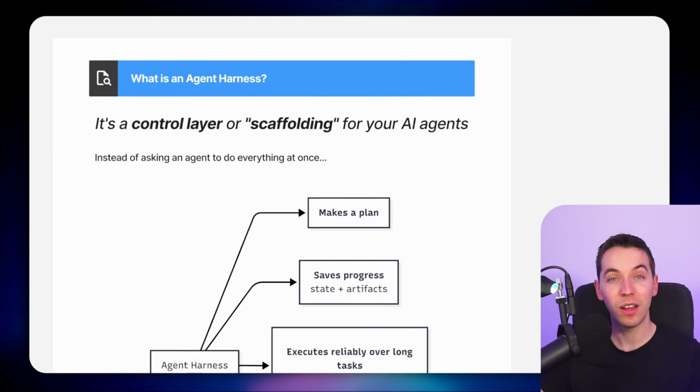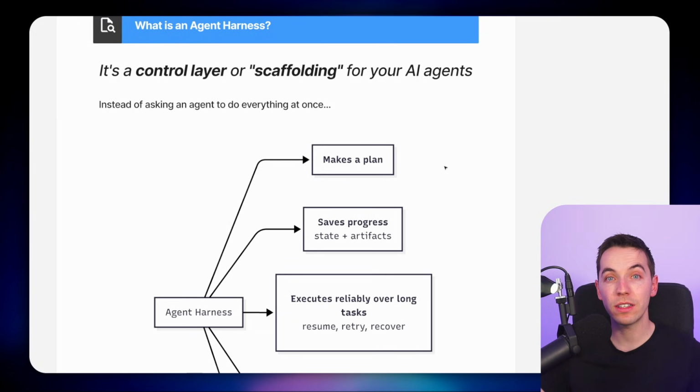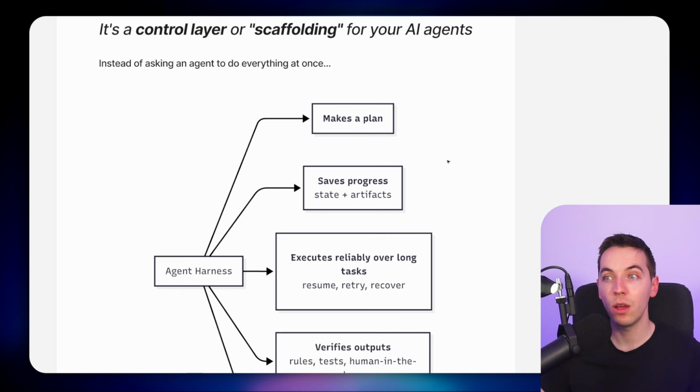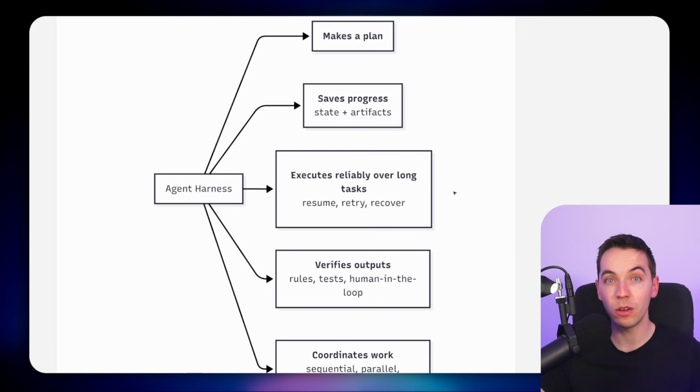So let's take a step back. What exactly is an agent harness, and how do you build one? An agent harness is a control layer or scaffolding for your AI agent. So instead of just asking an agent to do everything at once, i.e. dragging an n8n node onto your canvas and kind of expecting it to figure everything out, we get a little bit more sophisticated and create a control layer around it where the agent can make a plan, and can make many different tasks that it needs to execute that plan. It can save progress externally outside of the agent, such as in a file or a database. It'll be a database in this example, and then it can execute reliably over time.